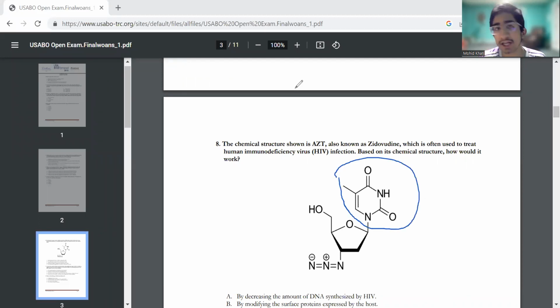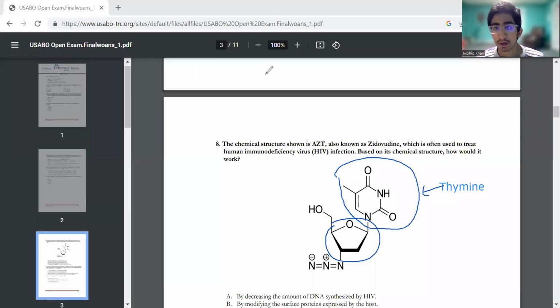This is actually a nucleotide. This is thymine. Right there, so let me just draw an arrow to it. That's thymine. And then I'm seeing a hydroxyl group. We have this 5-carbon ring. So already this is going to be something related to DNA. I haven't really read the options, but I know something's going to be about DNA. Maybe it could replace DNA.